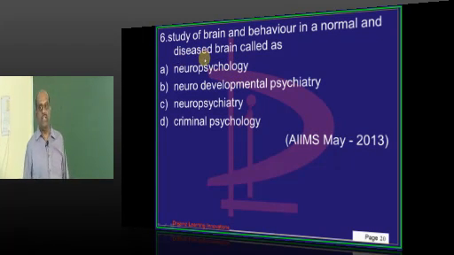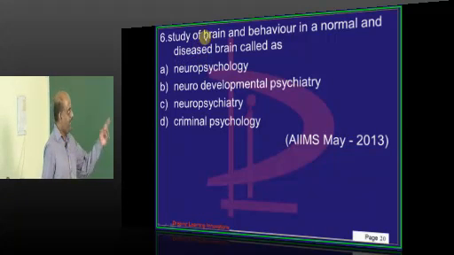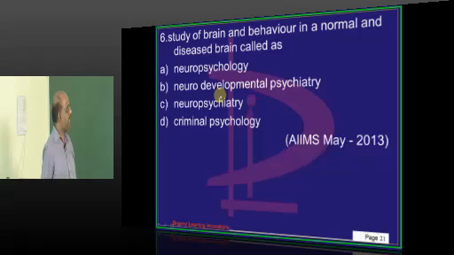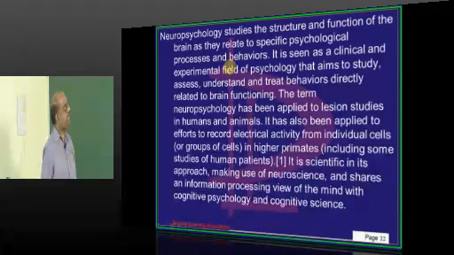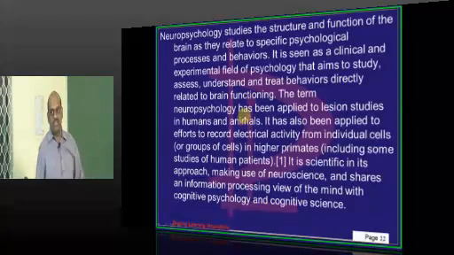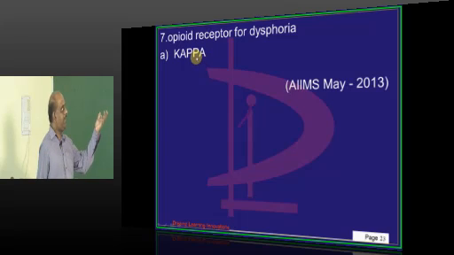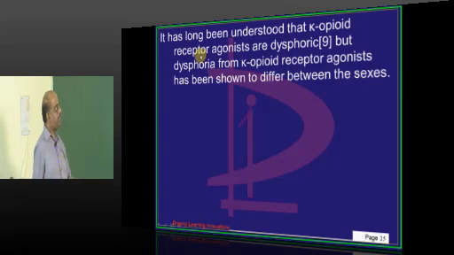Normal and lesional disease, lesional brain, diseased brain. If you study the brain and behavior, what do you call it? You call it neuropsychology. So basically, lesion studies in humans and animals, you basically conduct. Dysphoria is caused by the kappa type of opioid receptors basically.